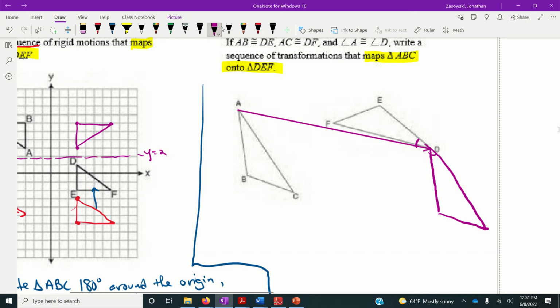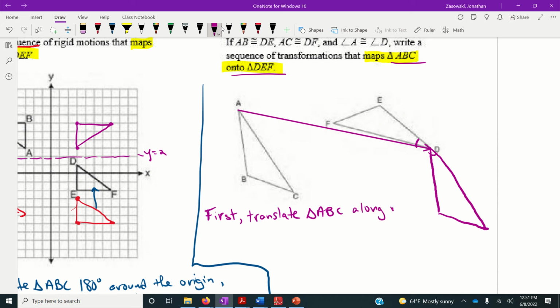So remember, we're doing a sequence. We need an order, so we're going to say first, translate. Now, because of the wording here, it says we want a sequence of transformations that maps triangle ABC onto triangle DEF. So we're going to translate ABC, because that's going to be mapping onto, all right? And we're going to say along, and we don't need to write the word ray. We can just use our symbol for ray AB.